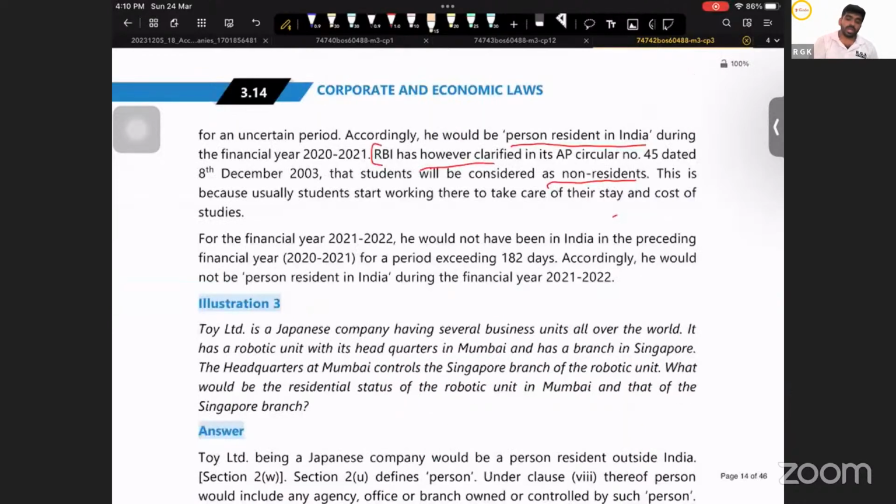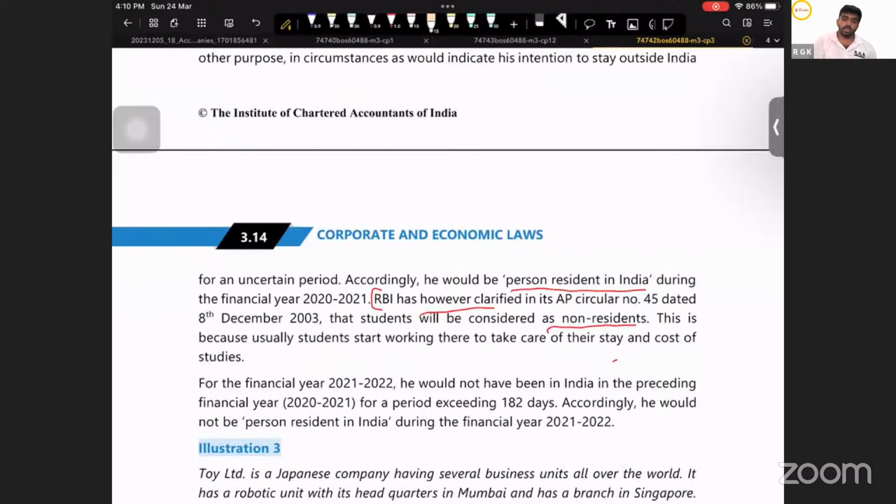Next, for the financial year 21-22, he would not have been in India in the preceding financial year for a period of 182 days. Accordingly, he will not be person resident in India. Now, I don't know the exact student's name, but still, I hope the doubt is clear. I hope your doubt is clarified.